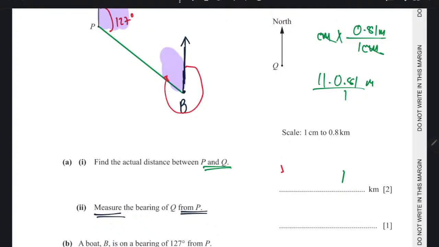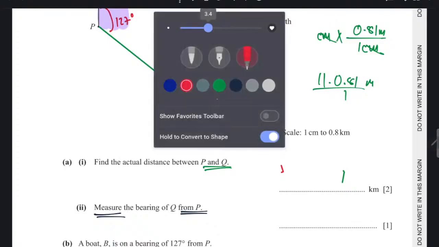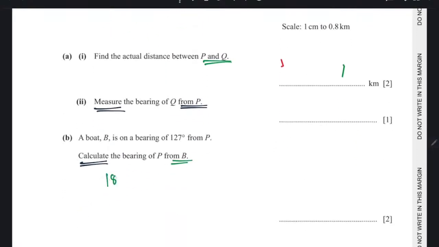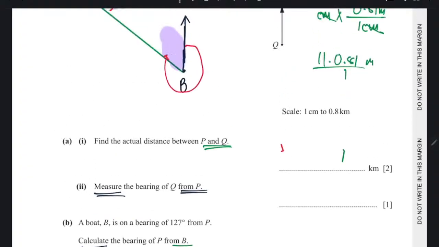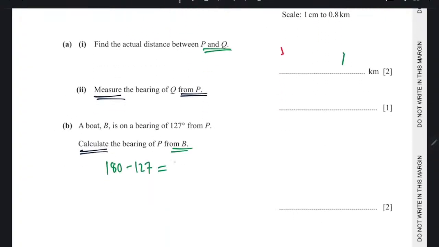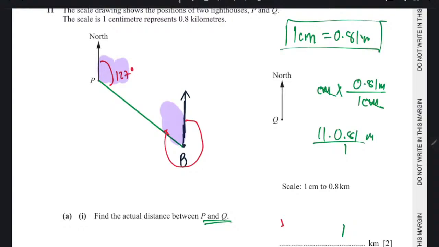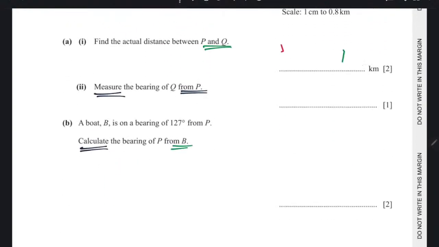What is the answer? I know you calculated it and you told me it was 180 minus 127. And you got something? No, it's actually wrong. That's not what you do.